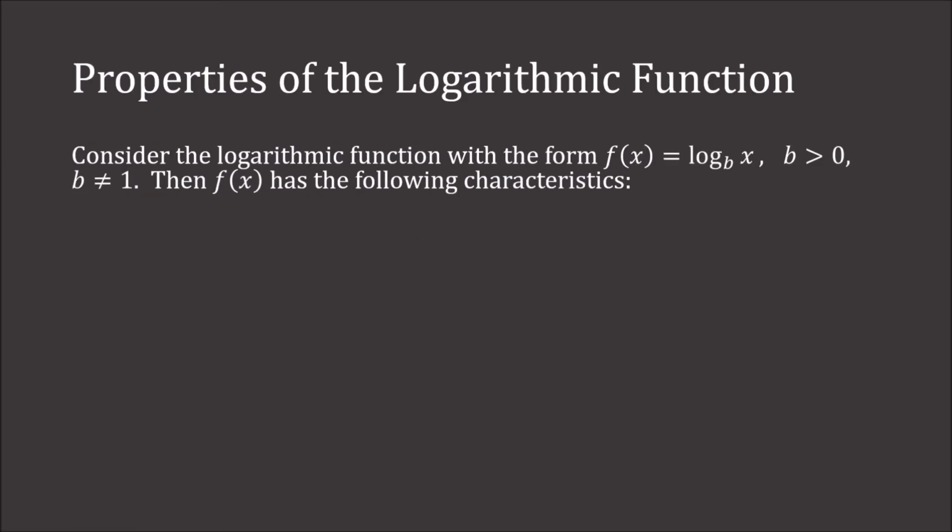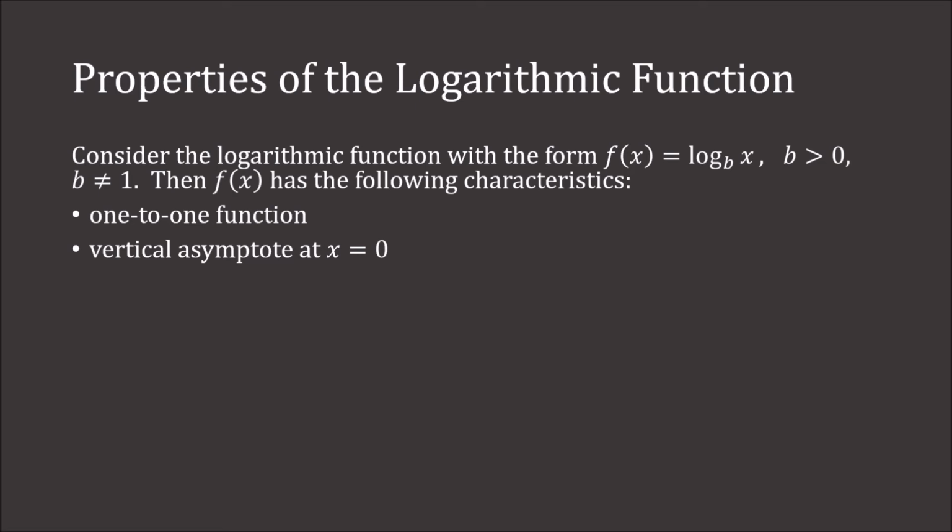All right, so some more properties. Consider the logarithmic function of the form f of x equals log base b of x, where b is positive and b is not equal to 1. Then f of x would have the following characteristics. It's a one-to-one function. It has a vertical asymptote at x equals 0.